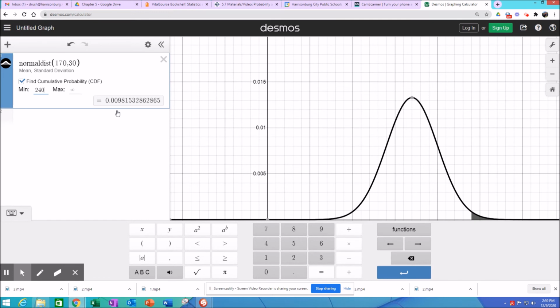Okay, number 2, what percent were considered high? So between 200 and 240. Between 200 and 240 gives us about almost 15%. So 14.8, 14.9%.